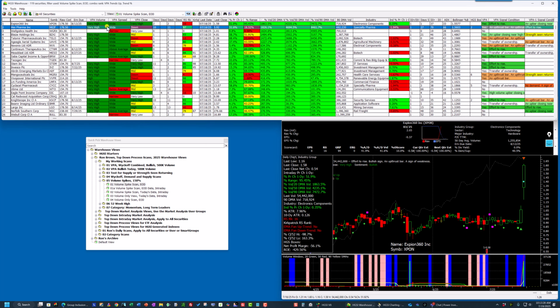Now here's the next one, a pharmacy stock. You can see the numbers here. I don't need to read them off.